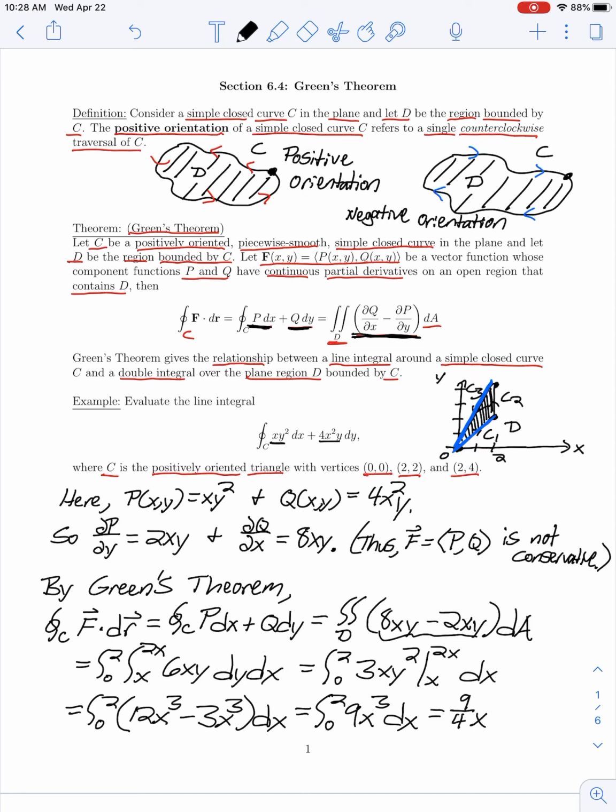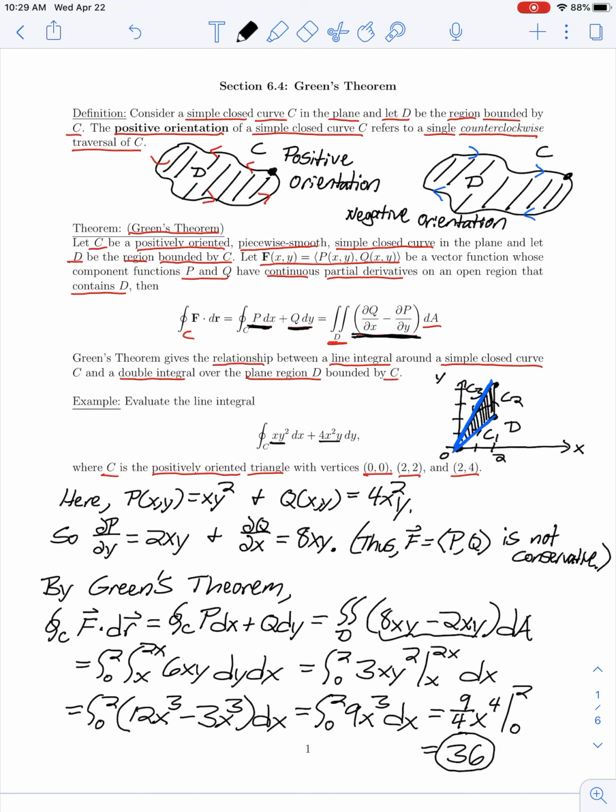which has an antiderivative of 9 over 4 x to the fourth, which we're evaluating from 0 to 2. So evaluating at x equals 2, we have 16 times 9 fourths, or 9 times 4, which is 36, minus when we plug in 0 for x, we get 0, so we're left with 36 altogether.